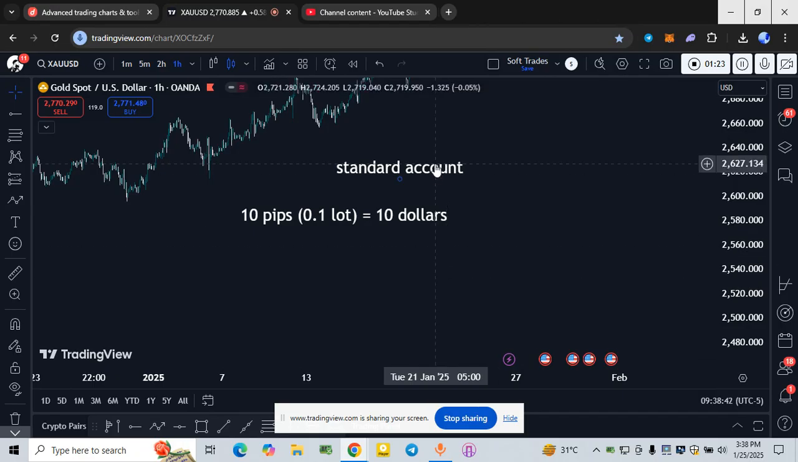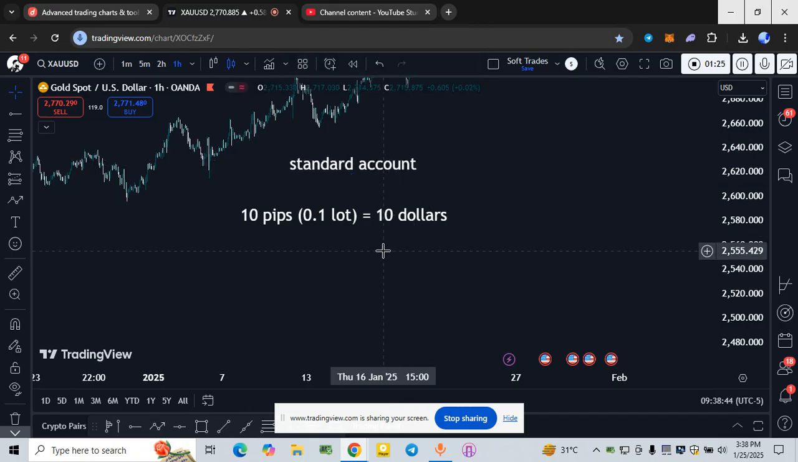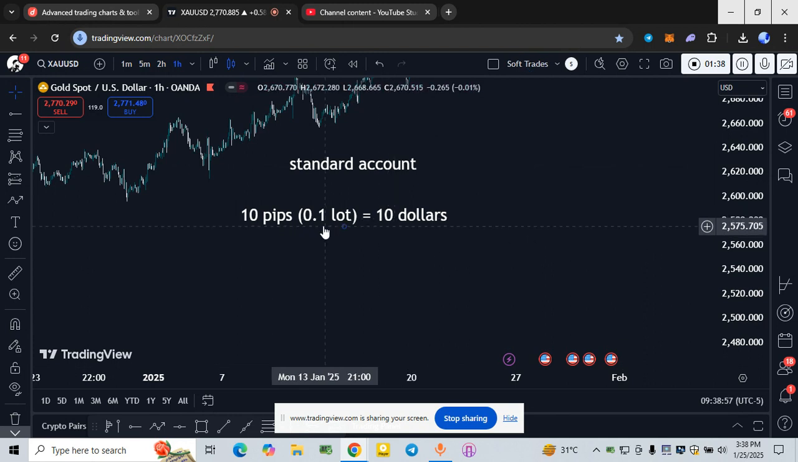So for every 0.1 position you place on your trade, for every 10 pips that counts either against you or for you, if it's against you, it will be down by $10. If it goes your way by 10 pips and you have 0.1 lot size on a standard account, you will be up by $10.